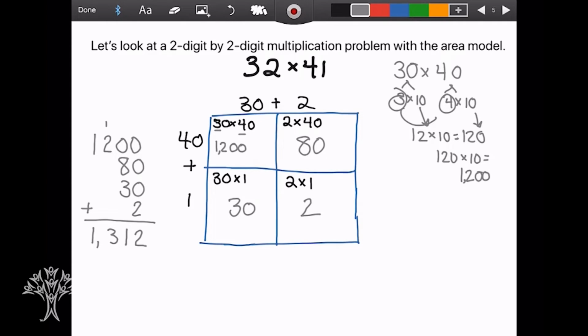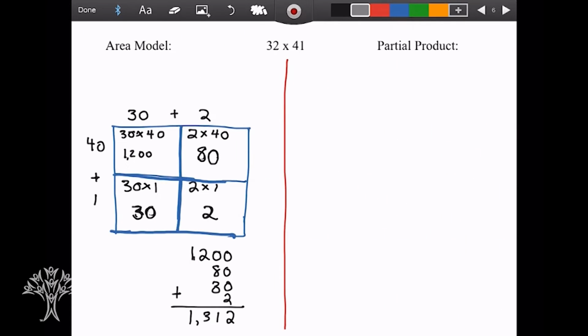Now, we're going to solve the same problem with the partial product model. And we're going to compare these to show how they are so similar. So let's talk about what are the steps for the partial product model. So same problem, 32 times 41. And my step 1 is to set it up in a standard algorithm like this.